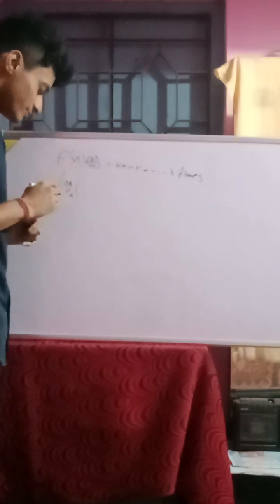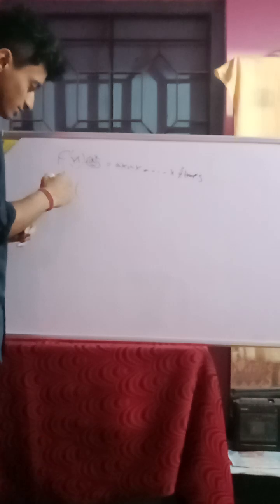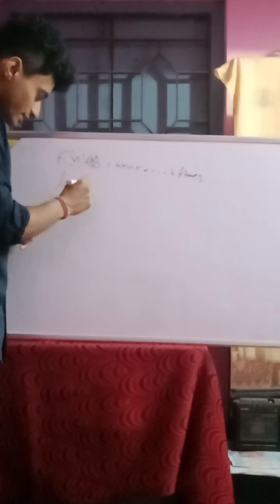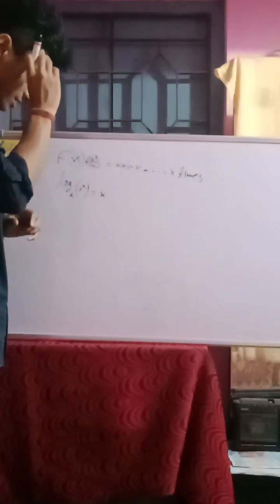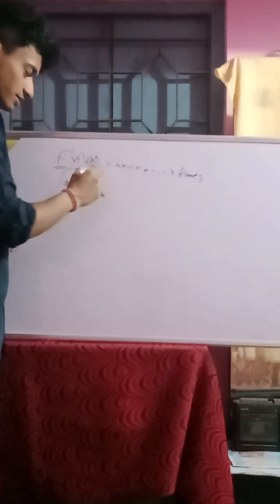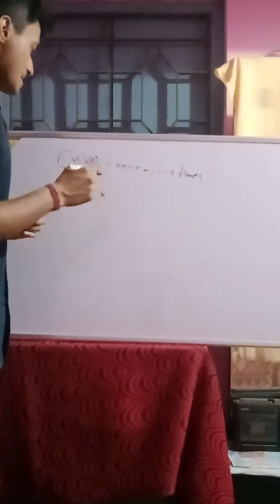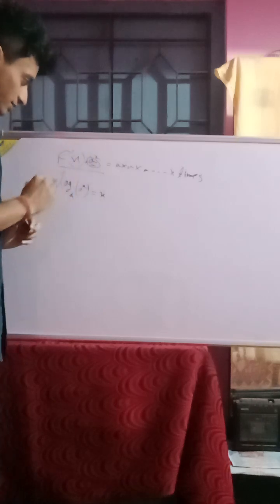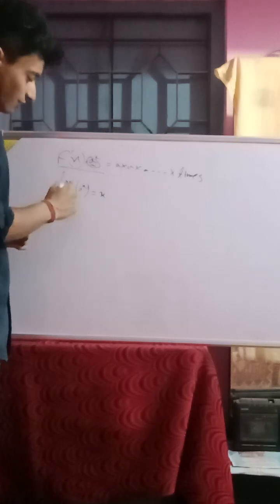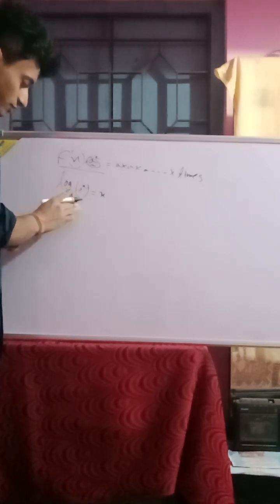So basically, log to the base a of a to the x gives us x. Why? Because the original exponential function asks a question like: what is a raised to the x? And the answer to that is a to the x. But a logarithmic function asks the opposite question: what power should I raise my base to, to get this answer?